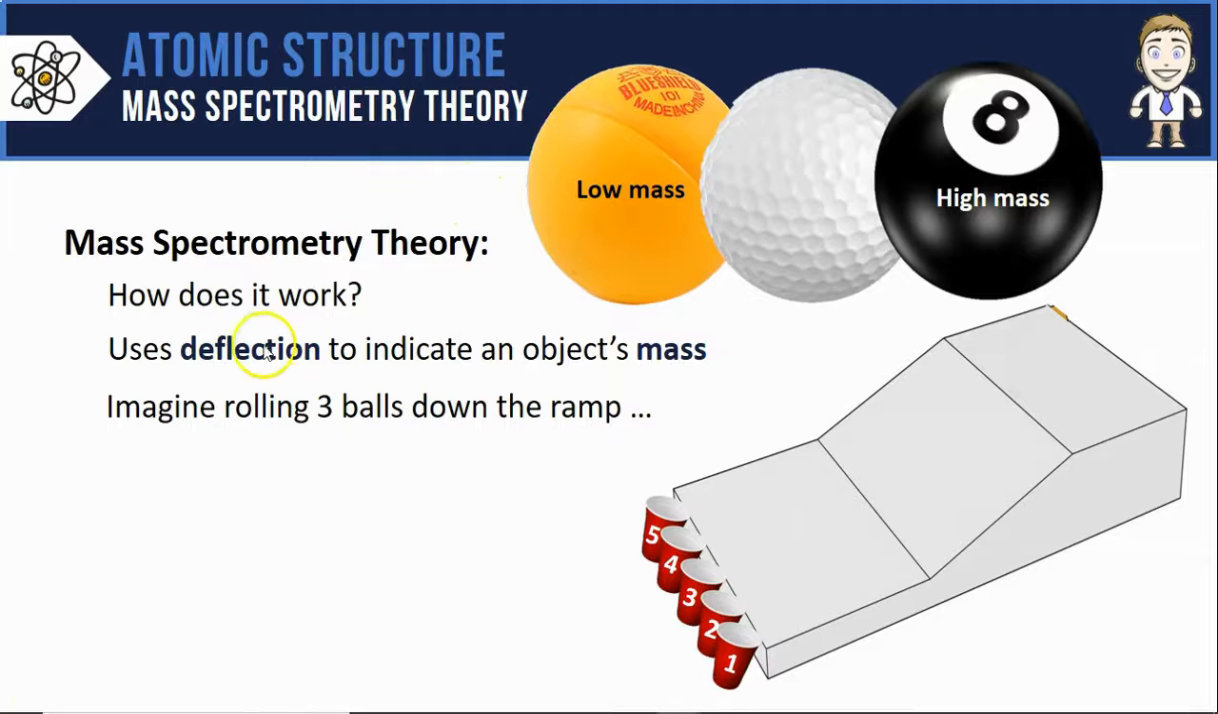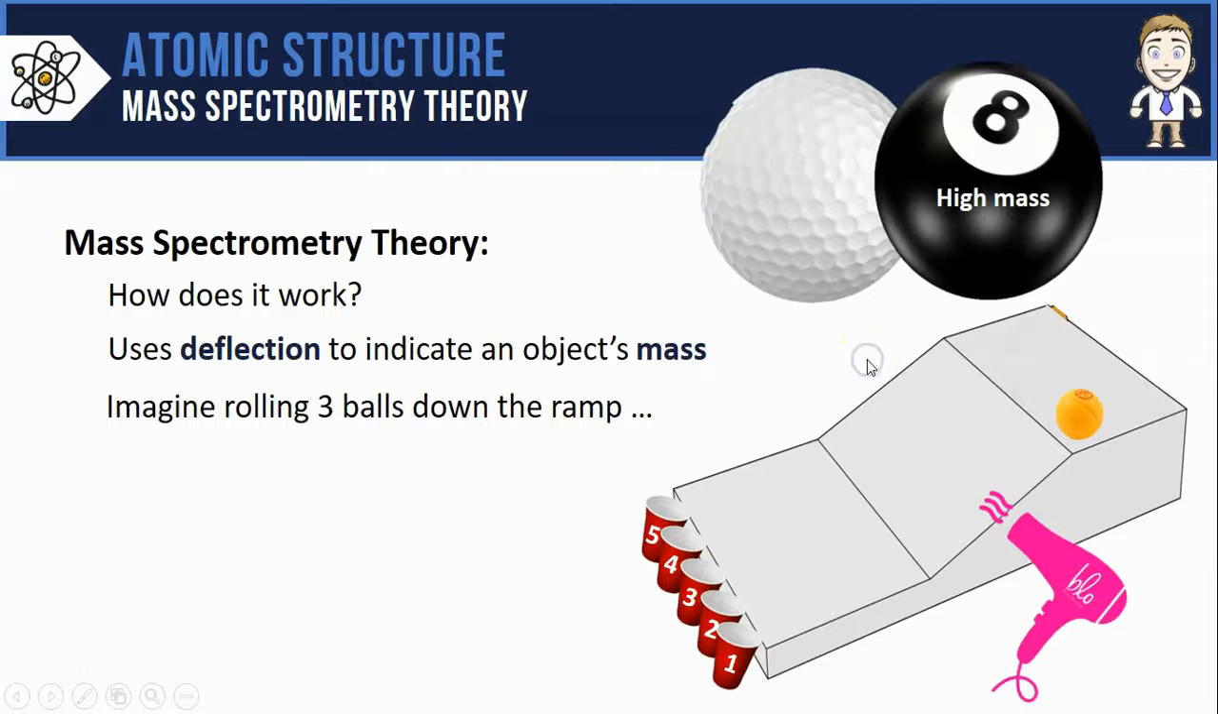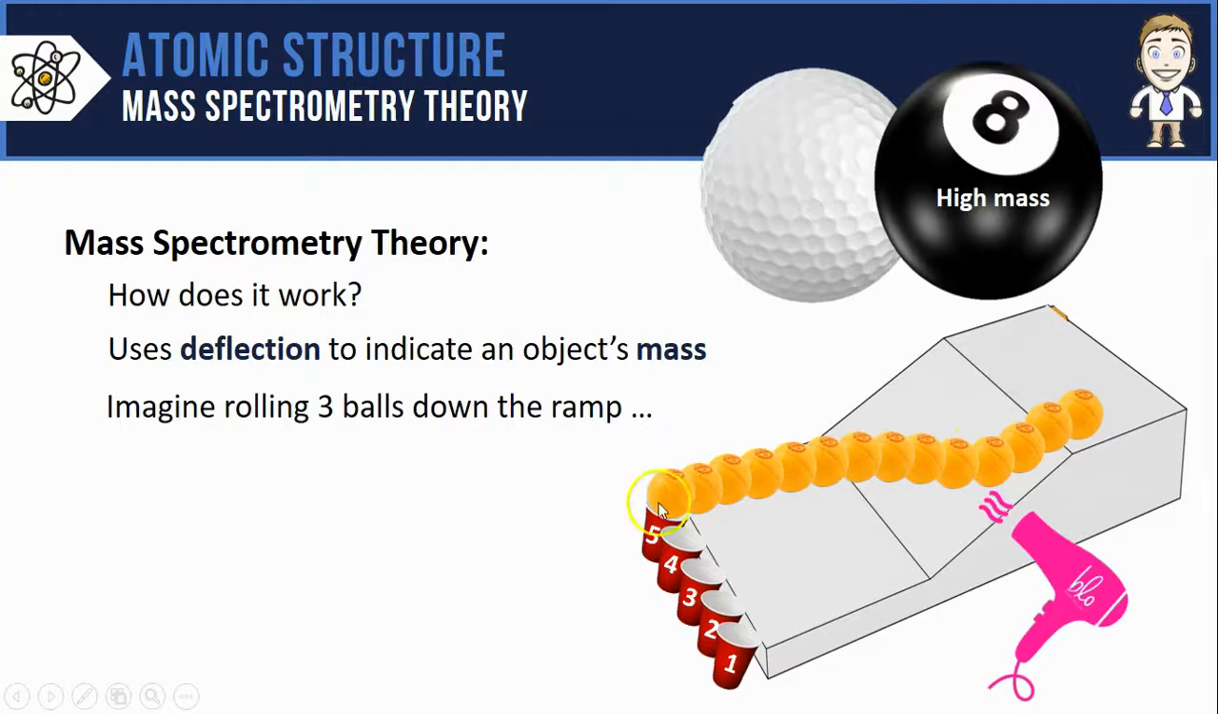Now for the deflection part of the experiment, you can imagine, say, a hairdryer that's blowing a stream of air across the ramp in this direction. If I take that ping pong ball and roll it down the ramp, it's no surprise that because its mass is so low and it's so light, it's going to be deflected a lot. It's going to be pushed much more, or deflected much more, by that hairdryer, and it might exit in cup 5. The point is that a low mass object is going to experience lots of deflection.